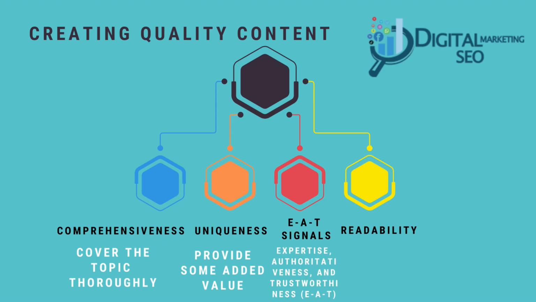EAT signals. Google pays a lot of attention to expertise, authoritativeness, and trustworthiness, EAT. You should provide accurate and reliable information, be an expert on what you write about, and demonstrate it both on-site and off-site. Readability. Your text should be easy to read. This includes structuring your content logically, writing short sentences, avoiding passive voice, having a consistent tone of voice, etc.